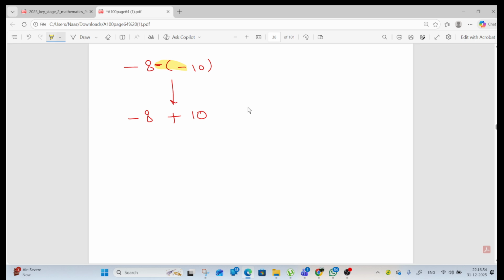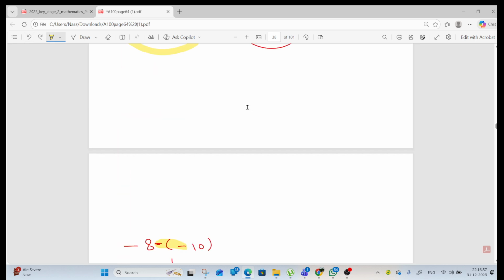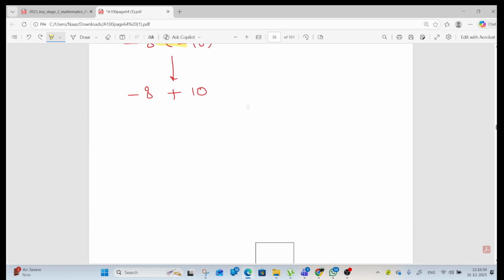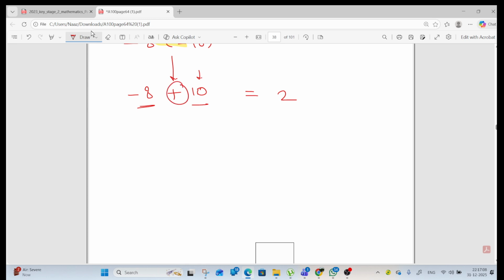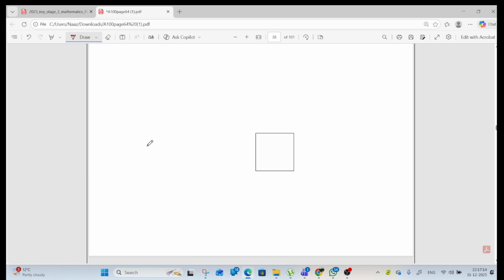Now signs are different. One is negative. You can see there are two different signs, negative and positive, right? So when signs are different, we subtract them. 10 minus 8 is 2. The bigger number is 10, which is positive. So my answer is going to be positive. Okay. That's how we do it.